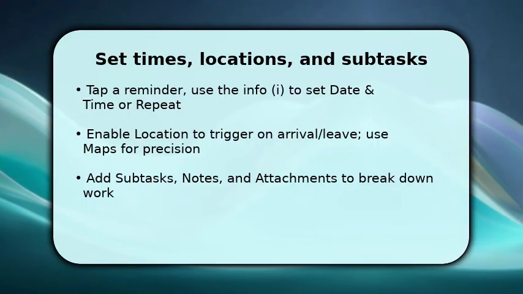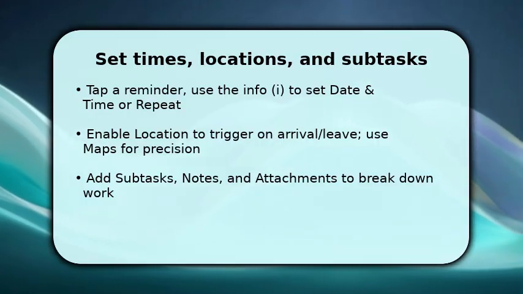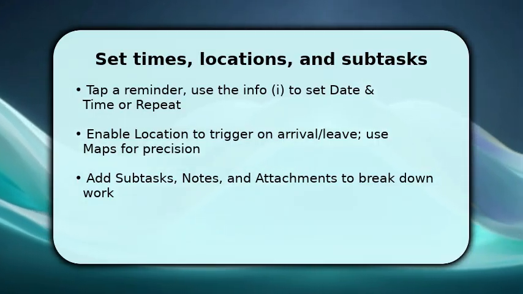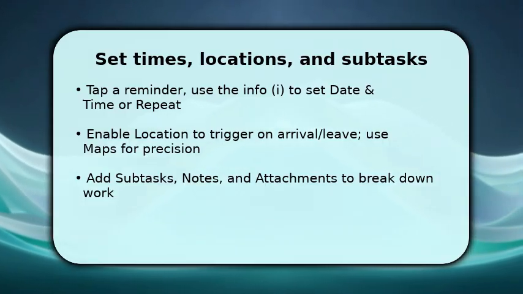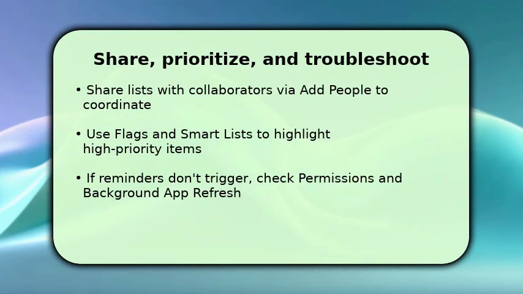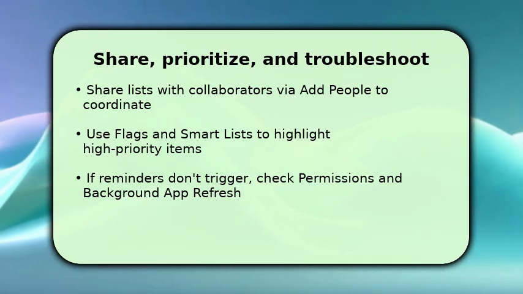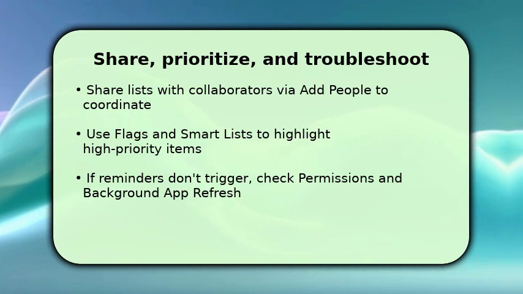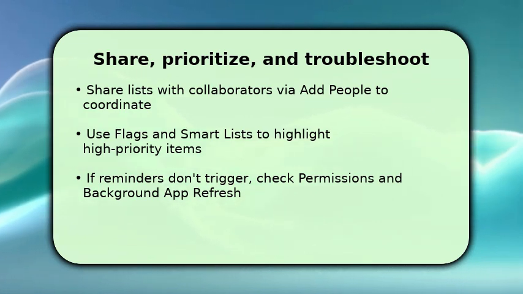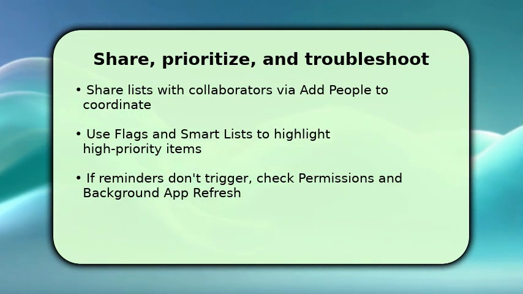Add subtasks to split complex tasks, paste a URL or attach a photo, and write a short note so you won't forget specifics. Finish by sharing and organizing. Tap Add People to collaborate on the list and assign ownership verbally when needed. Flag high-priority reminders and rely on smart lists like Today and Scheduled to surface what matters now.